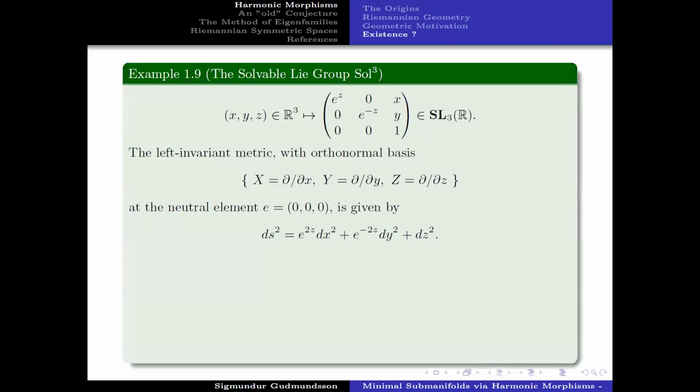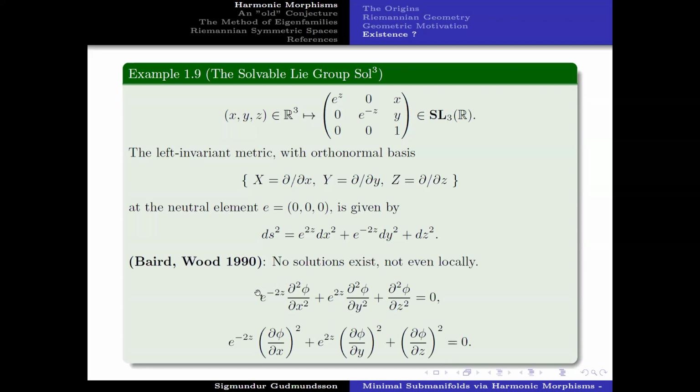So now, do we have solutions at all? This is the solvable Lie group Sol3. And you see this is a very simple subgroup of SL3. For example, if you look at the Riemannian metric, it's quite simple. You only have things on the diagonal. But it turns out that there is no solution to the problem. And there is a very nice geometrical proof of this.